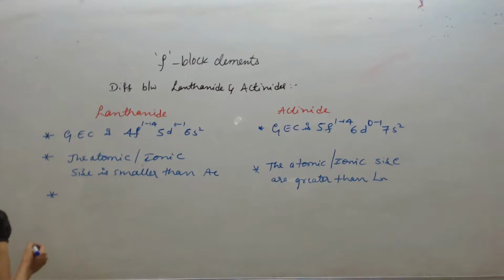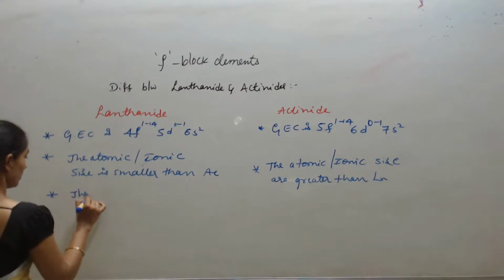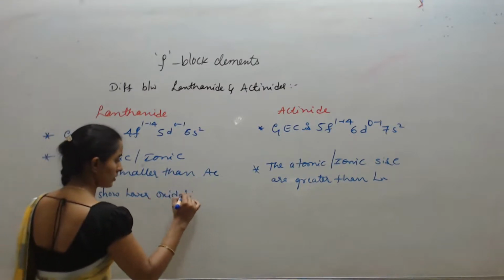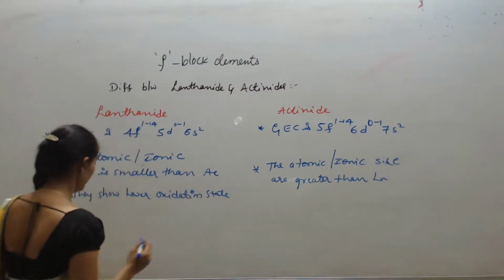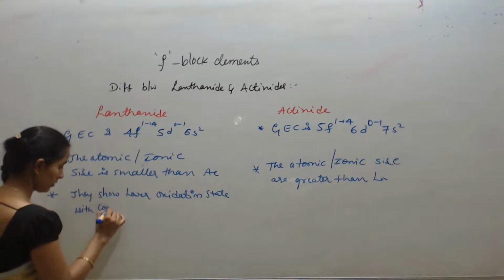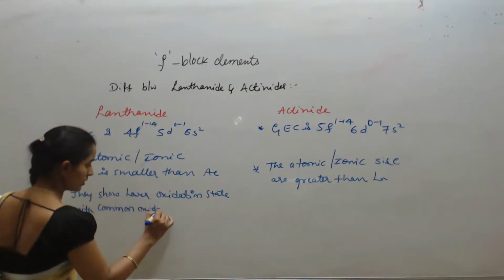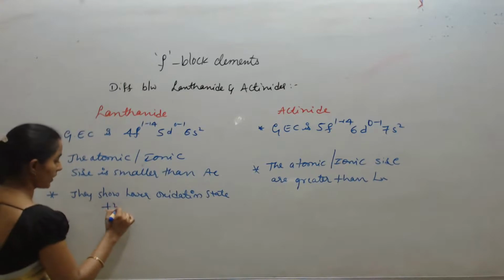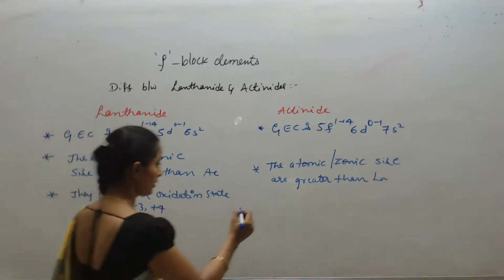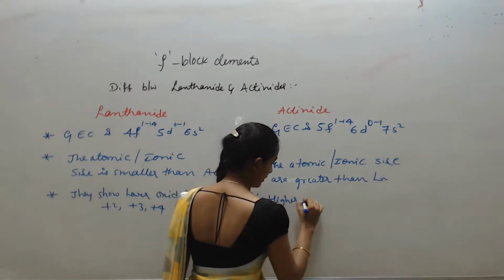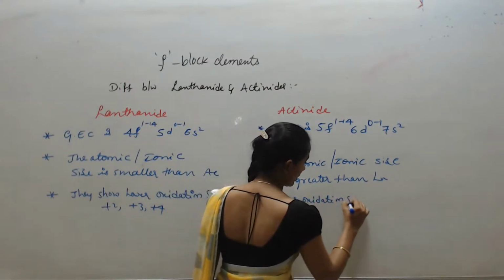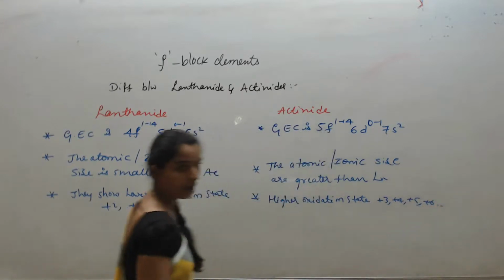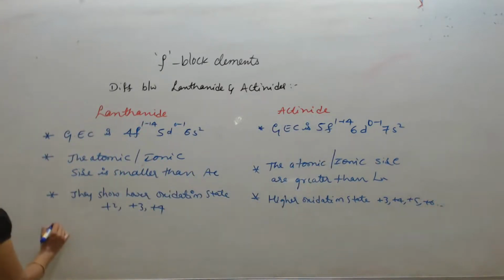Next, third one, lanthanides show lower oxidation states with common oxidation state. They show lower oxidation states of +2, +3 and +4, and actinides show higher oxidation states of +3, +4, +5, +6, etc., depending upon the number of electrons they lost.